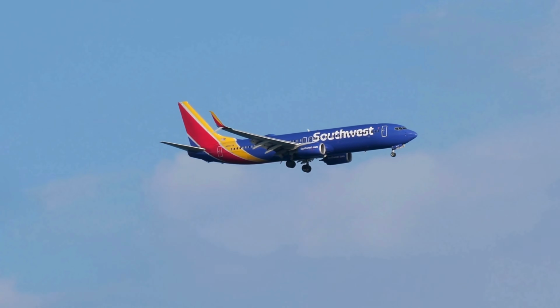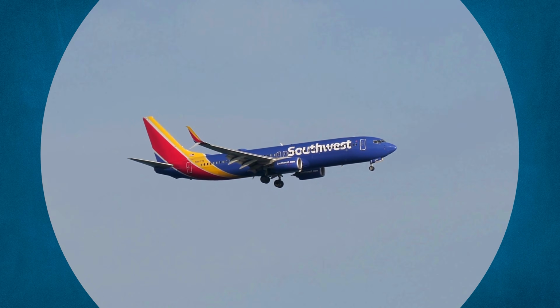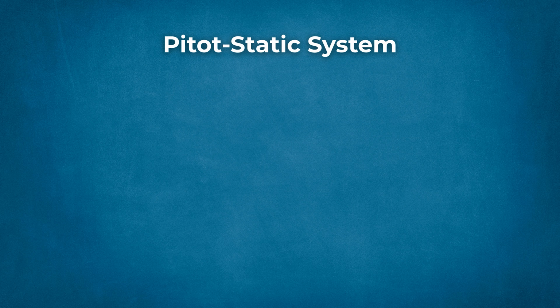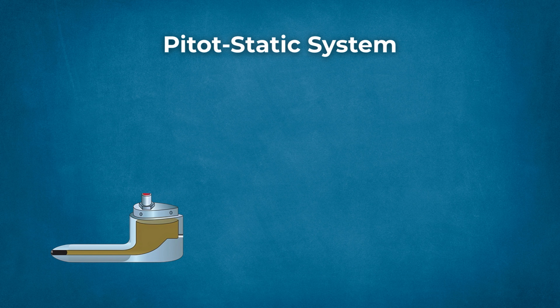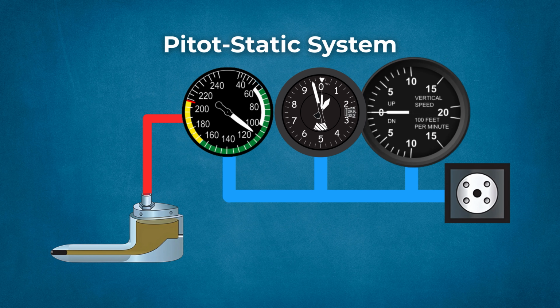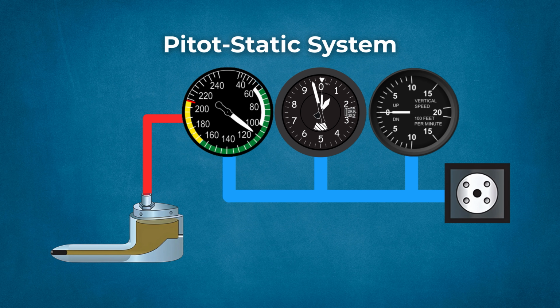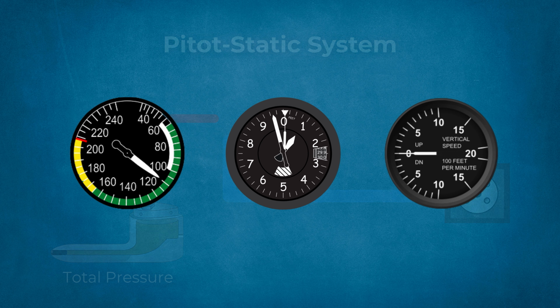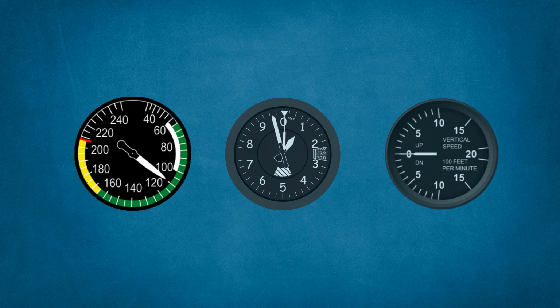Now that we understand the pressures, let's look at the Pitot-Static System itself. It includes 2 main components, the Pitot Tube and the static port. These feed data to the airspeed indicator, altimeter, and vertical speed indicator. The Pitot Tube measures total pressure. Let's look at the instruments one by one. First, I'll start with the airspeed indicator.